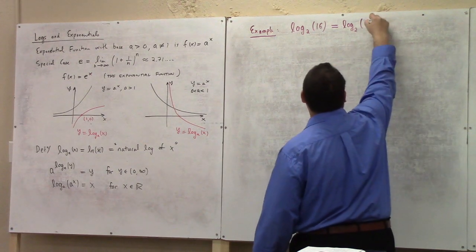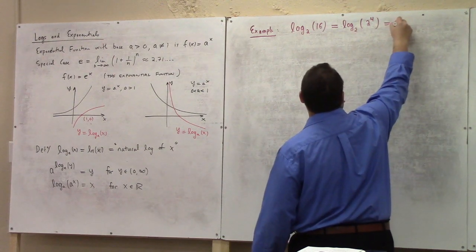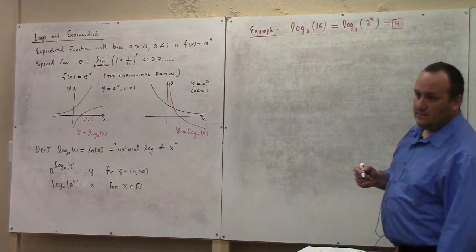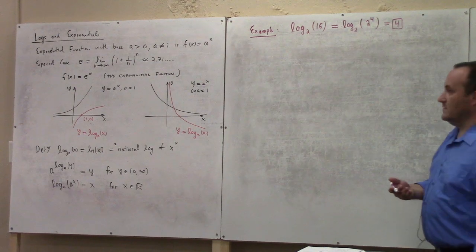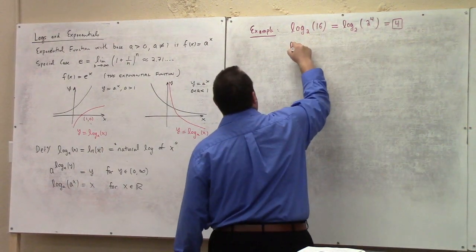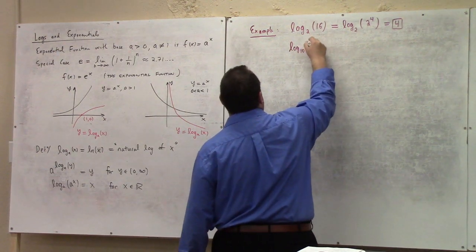2 to the 4, right? So then this is just equal to 4. So that's kind of nice. It's a direct calculation. Of course, this is not always possible for a given value, right? Not everything happens to be a value raised to that power, but I'll do another one here.